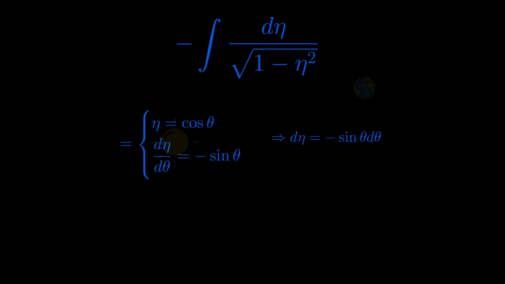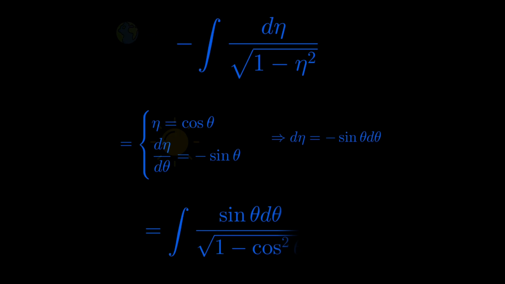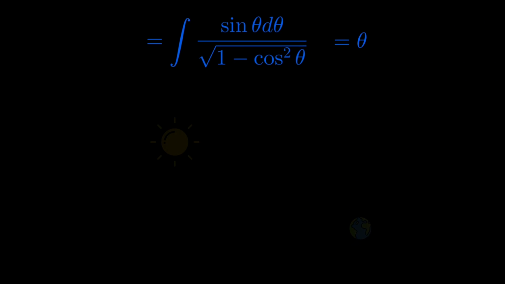Plugging this into the integral, we first can drop the minus sign. Luckily, it was about to make me nervous. And as an integrand, we have sine theta over the square root of 1 minus cosine squared of theta. And 1 minus cosine squared of theta, well, that is of course sine squared of theta. So we have sine of theta squared, and the square root of that gives us sine of theta. So we have sine of theta over sine of theta, which is just 1, so the integral solution is theta. And this finally is the inverse cosine of eta.